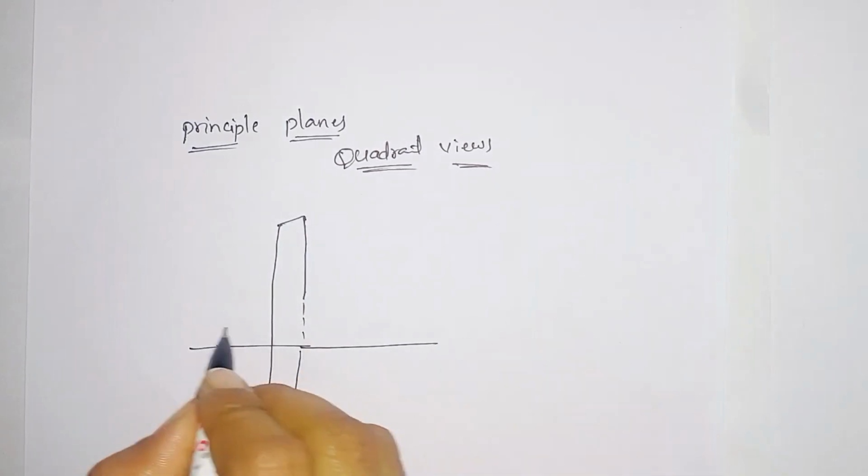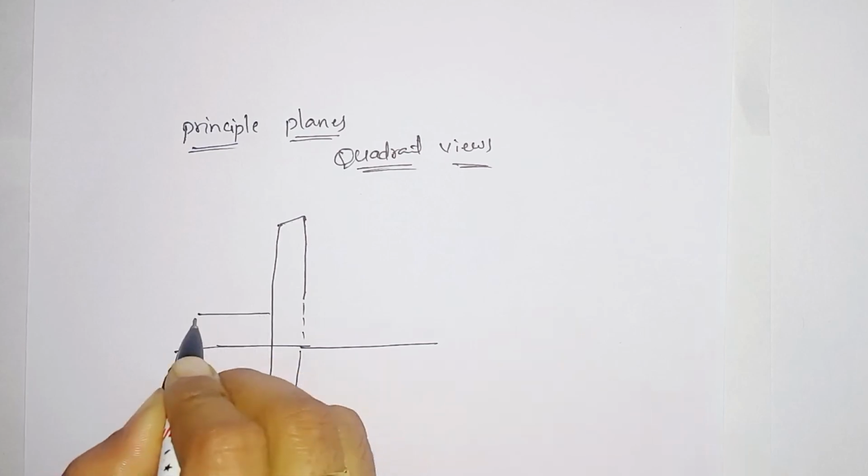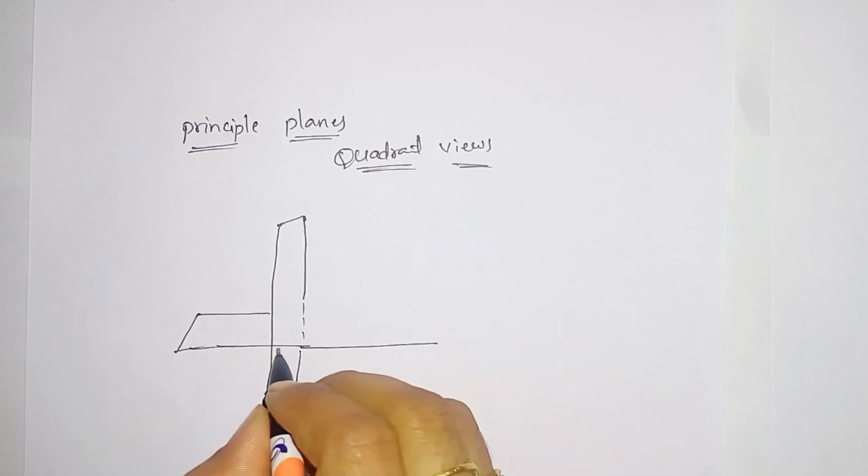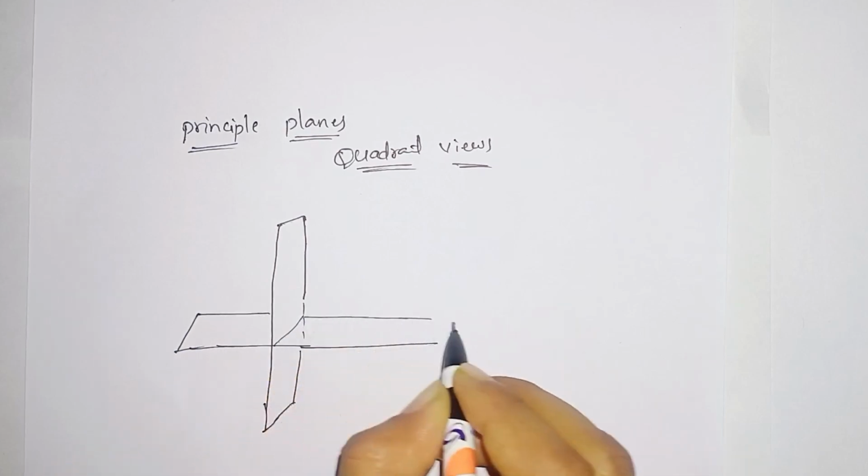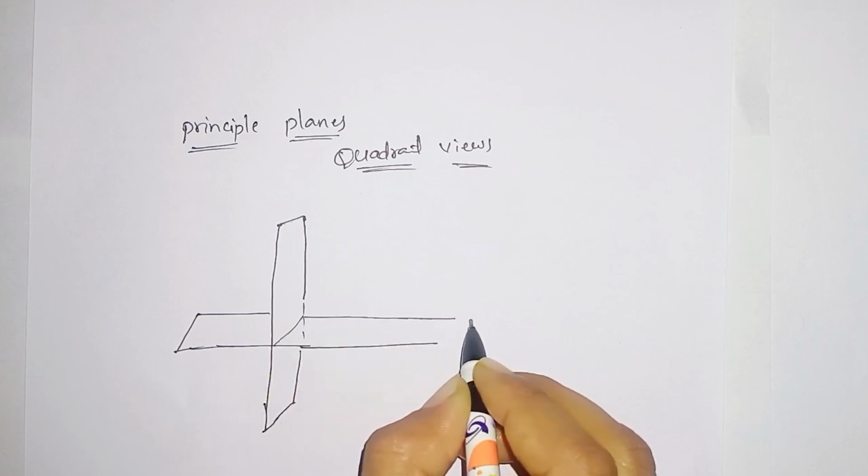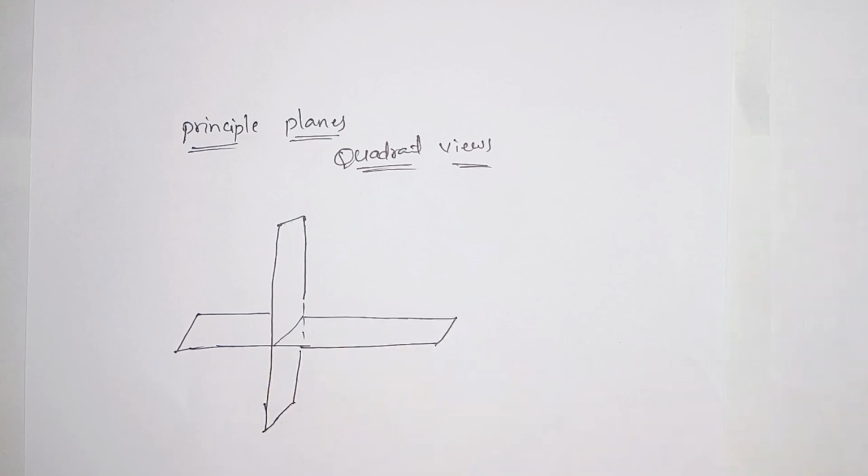There are four quadrants: first, second, third and fourth. The two planes employed for the purpose of orthographic projections are called the reference planes or principal planes of projection. They intersect each other at right angles.